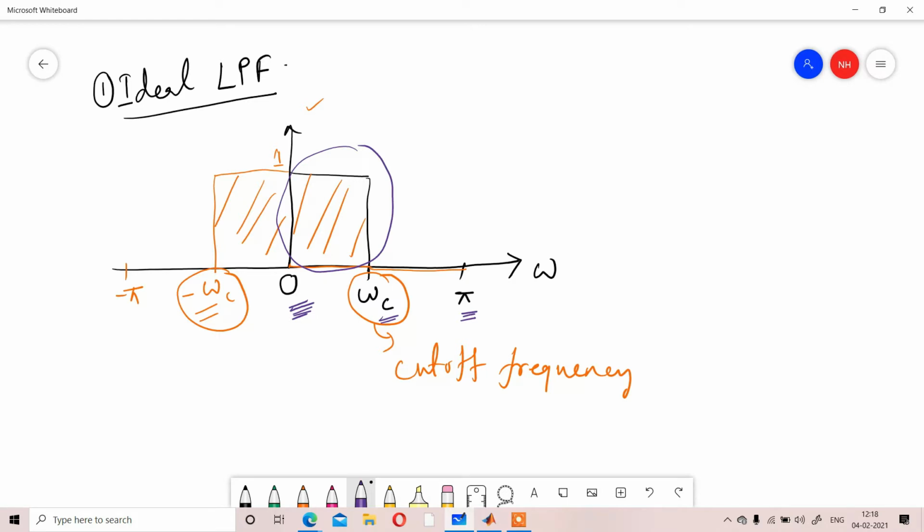Ideal low pass filter characteristics. The characteristics of the ideal low pass filter is that from 0 to a frequency range omega c you will get exactly 1.